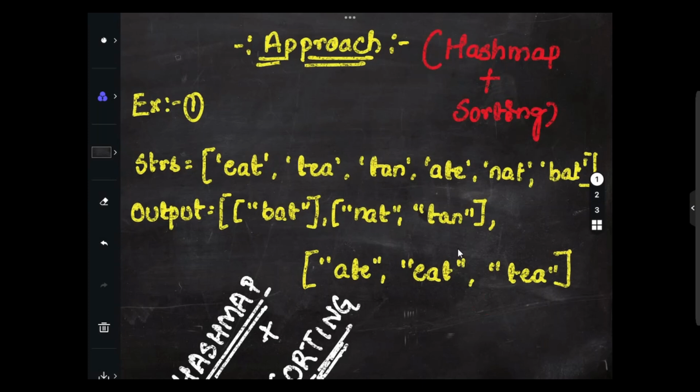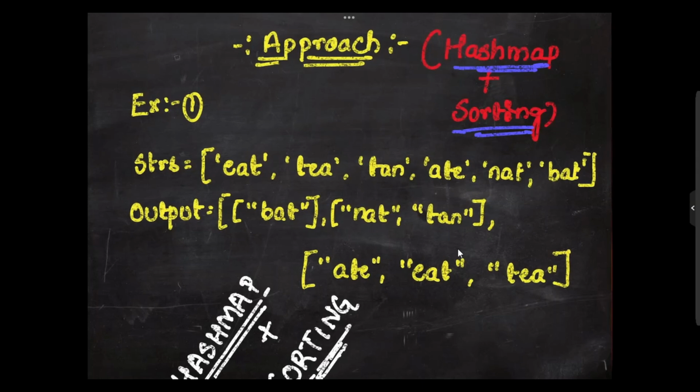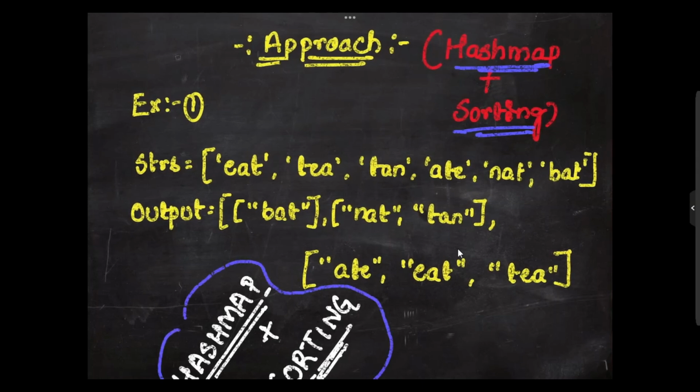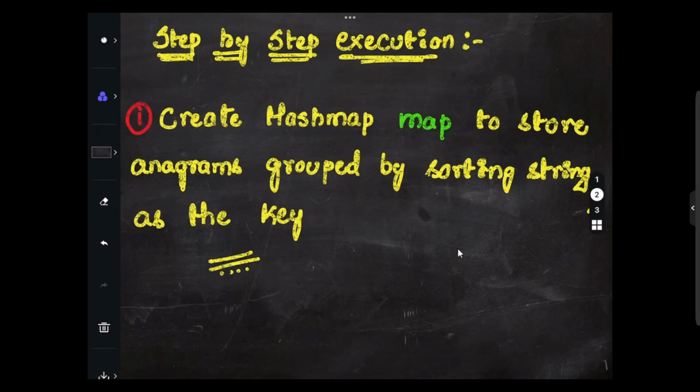The first thing we need to keep in mind is we will be going with the hash map plus sorting approach. I have considered the same example, the first example given in the question, so that it will be easier to understand. We already know how we got the output: we sorted, grouped the different anagrams, and pushed them into the new array. So let's come to the step-by-step execution part.